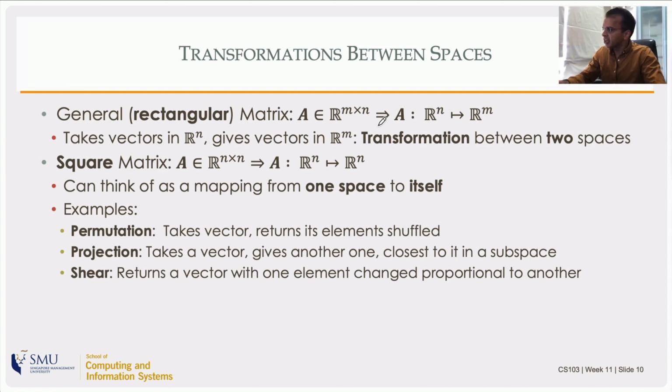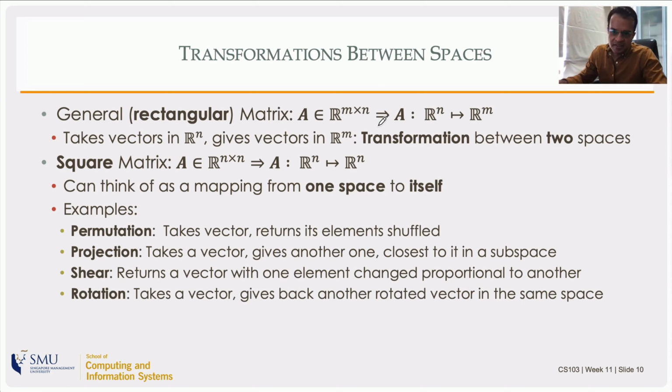Then there is another class of matrices and operators that does what they call shearing. It returns a vector with one element changed proportional to another element. We will see an example, then you will understand what I mean by that. What it will do is take something like a unit square and give you a parallelogram that is actually a squashed version of the unit square. That's why it's called shearing.